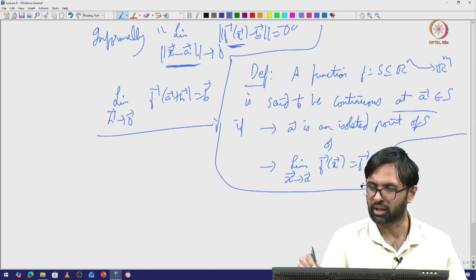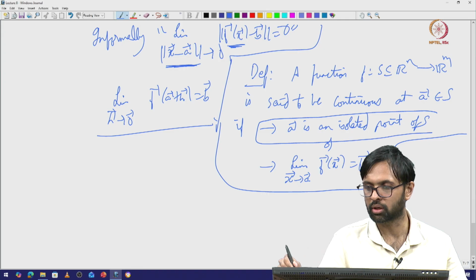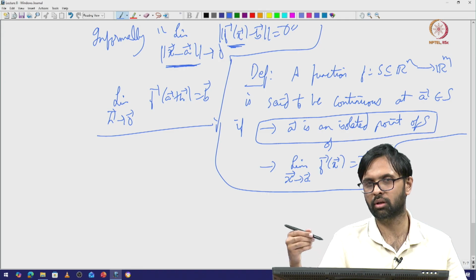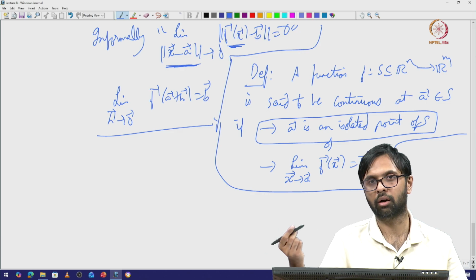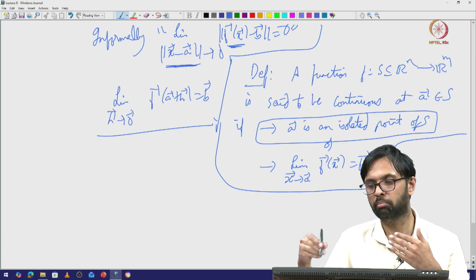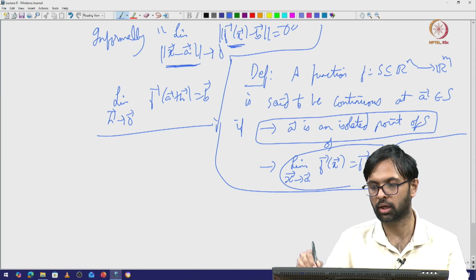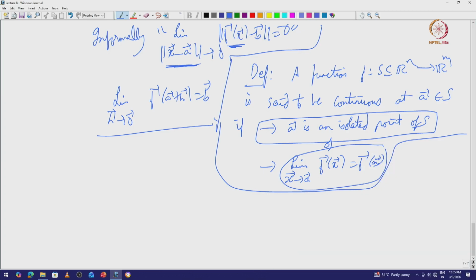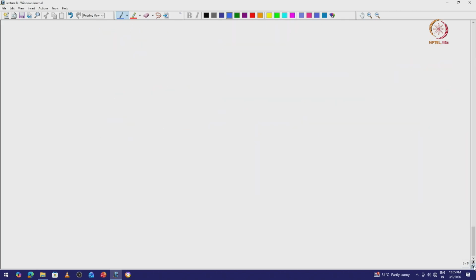Again, this is a technicality. If you're not happy with the technicality, you have to be aware of it, of course, but for moving forward, pay more attention to this. Okay, so here is a proposition. It's an easy enough proposition to state and prove.